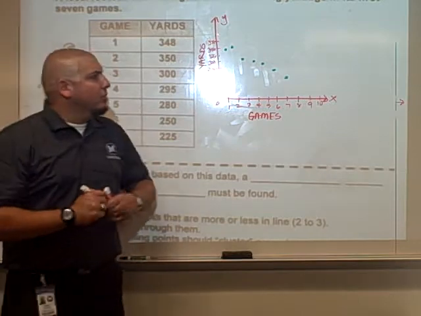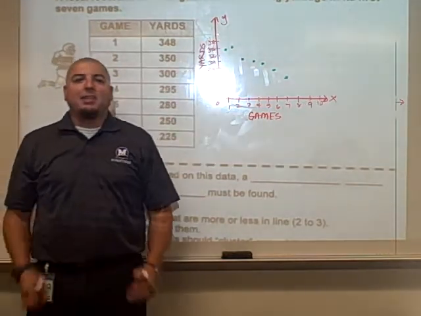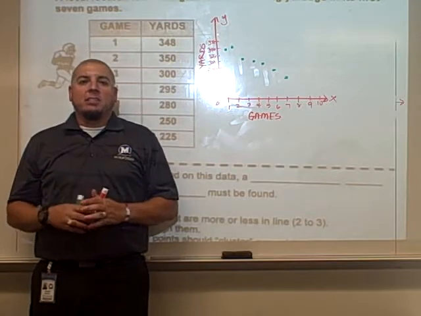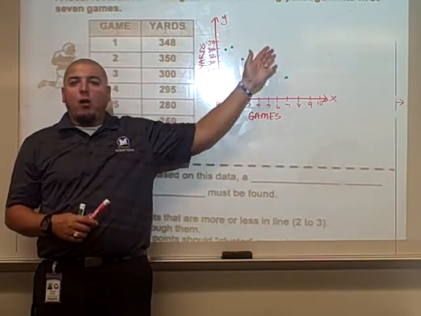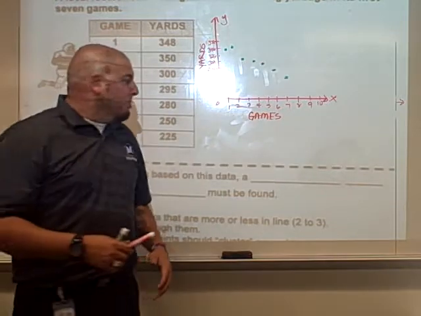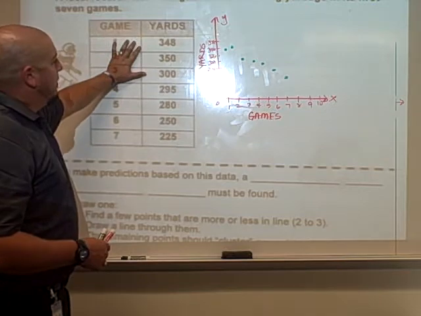So if you look here closely, you can see that it's not a perfectly straight line. That means it's not a linear equation. This is not a linear function. This is a scatter plot because the data is off a little bit. It's not perfect. All right, so now we've looked at our yards and our table.